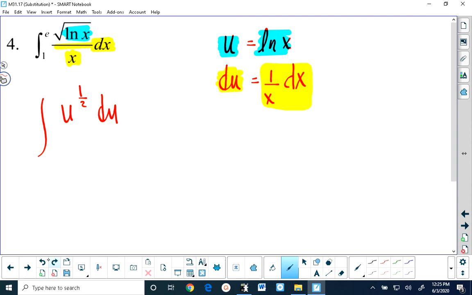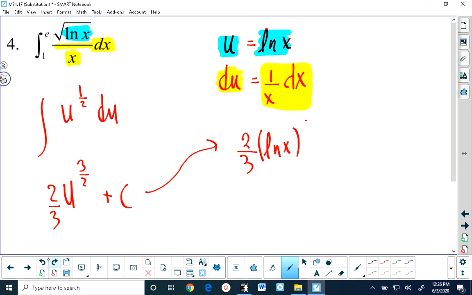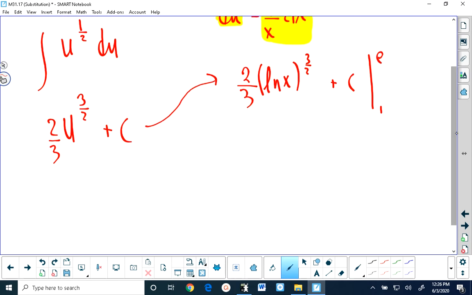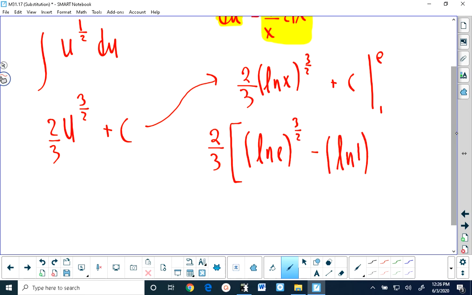So let's anti-differentiate this. The antiderivative of u to the half is u to the 3/2 multiplied by 2/3 plus your constant. U was ln of x, so we have 2/3 ln of x raised to the 3/2 plus a constant. I guess since we're going to be evaluating it from 1 to e, I don't need to worry about that constant. So I will have 2/3. That's a constant. Let's leave that out. I'm going to have ln of e to the 3/2 minus ln of 1 to the 3/2.